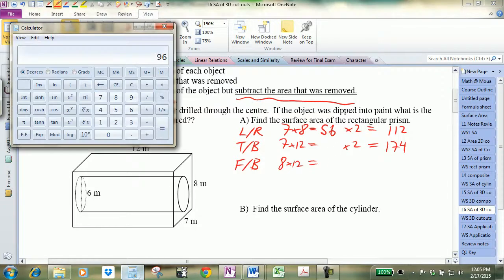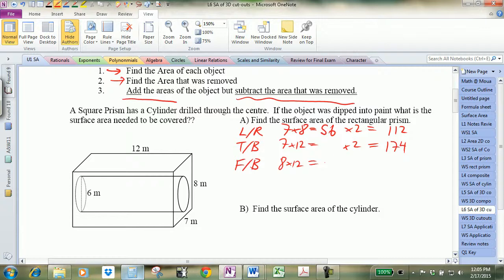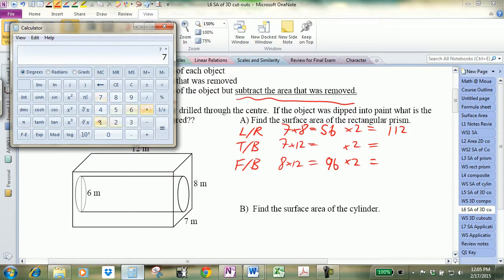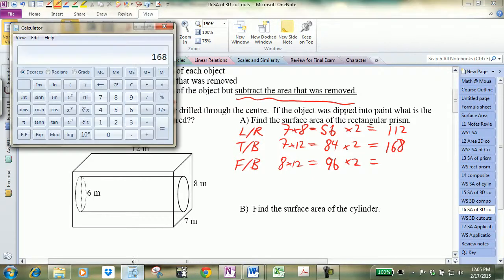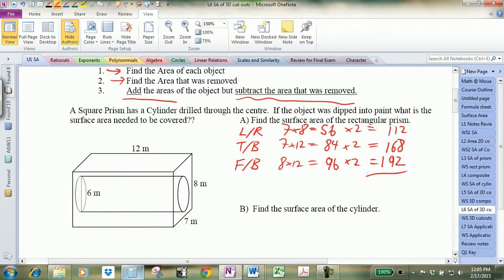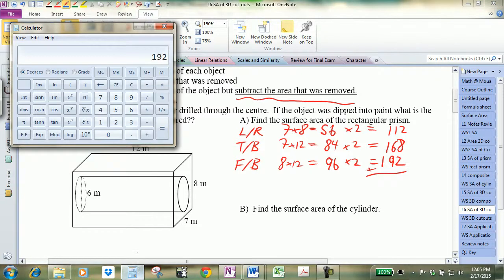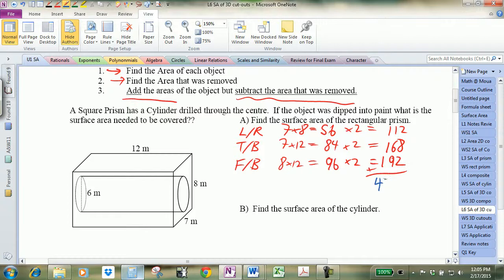Which one's 78? 7 times 12 times 2. Ends up you got 472 for this.